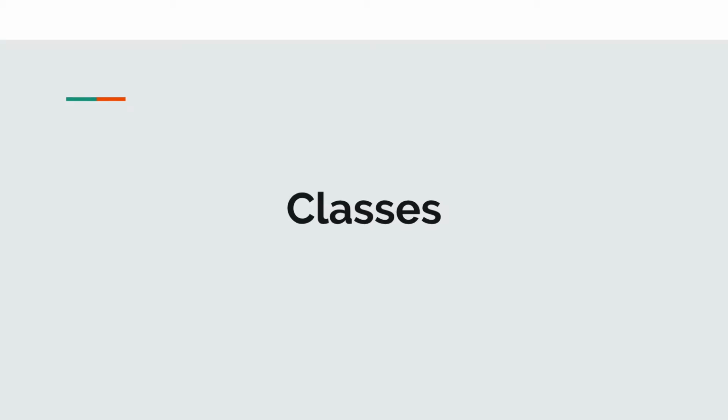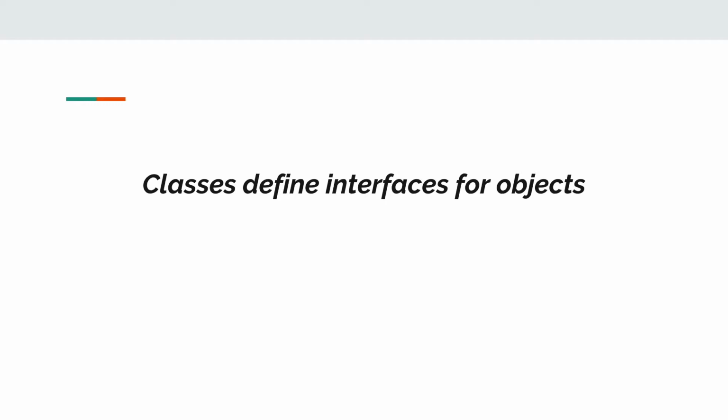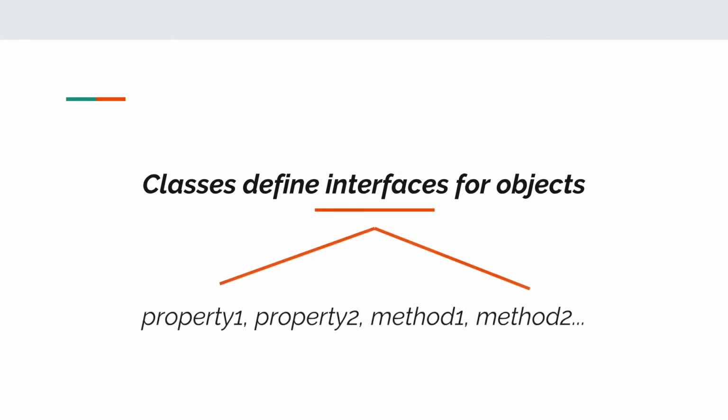In JavaScript, classes allow us to create interfaces for new objects. An interface is a collection of properties and methods. So every new object that is based on the class is going to have those same methods and properties.